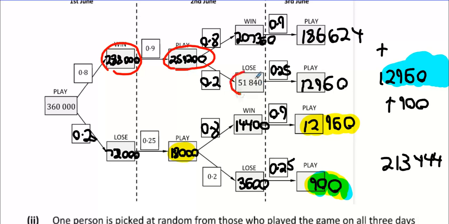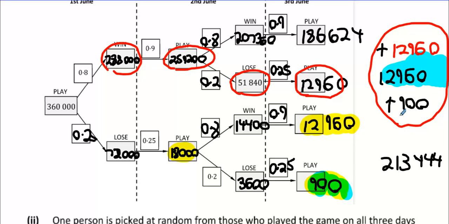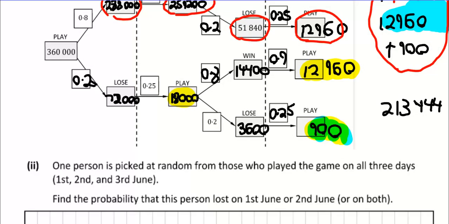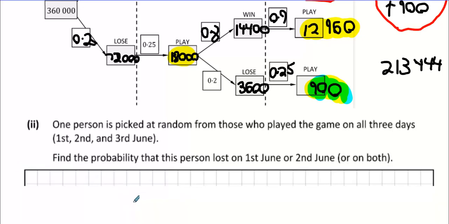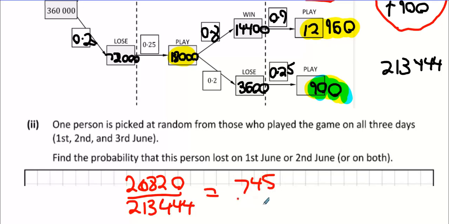So 51,840 of them lost, and out of that, only 12,960 of them played to the last day. So here's how many people lost 1 or 2 matches and played to the last day. I'm going to add everything in that red circle up, and what I'm going to get is 26,820. I'm going to divide that by 213,444, and I should get 745 divided by 592.